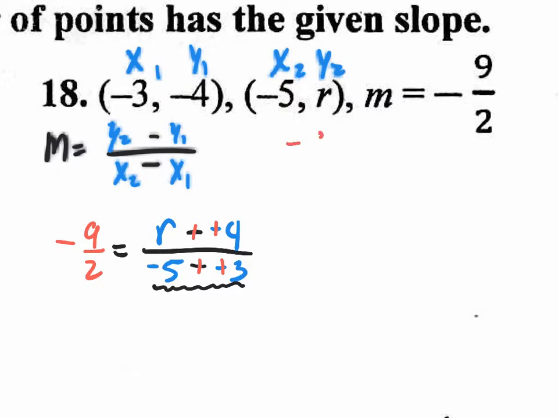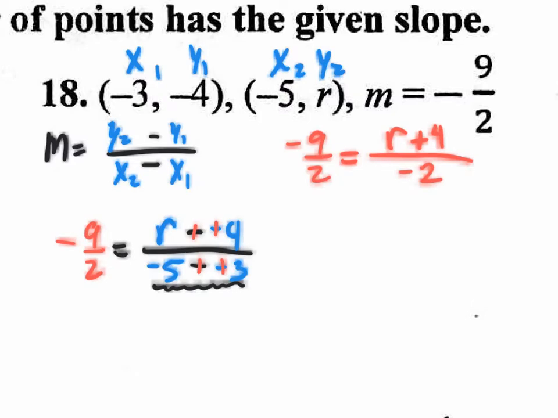I really have -9/2 equals the fraction (r + 4)/-2. Are you with me? Like I said, there are many ways of solving this problem. It's actually a proportion: one fraction equals another fraction. You can cross multiply: -9 times -2, that's positive 18, equals 2 times the binomial (r + 4). That's one option. Or you could get rid of fractions.